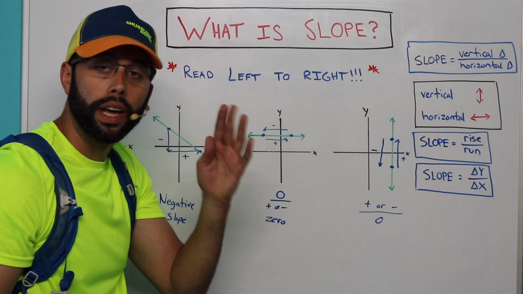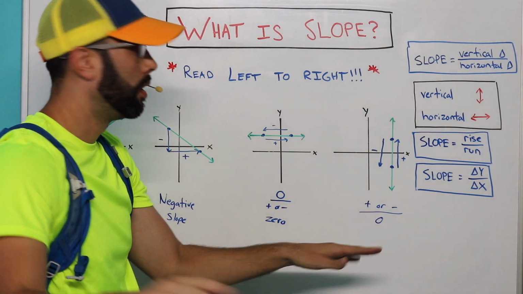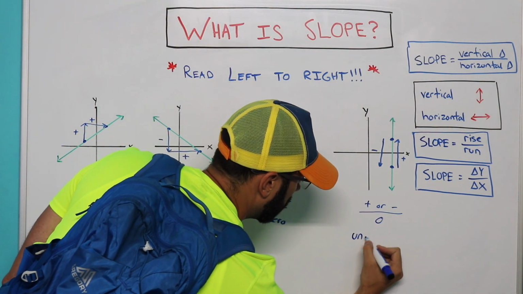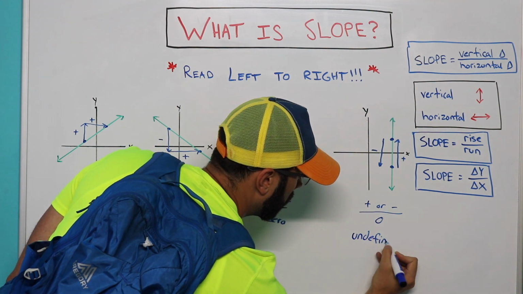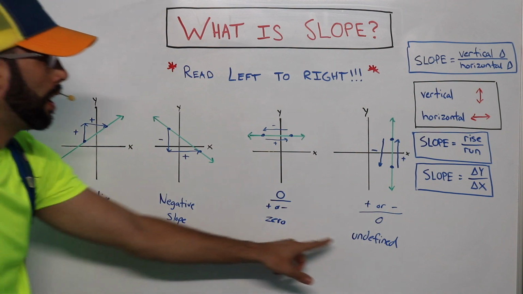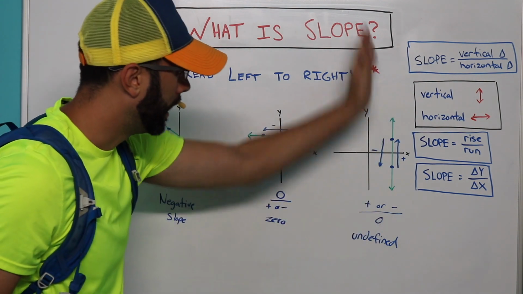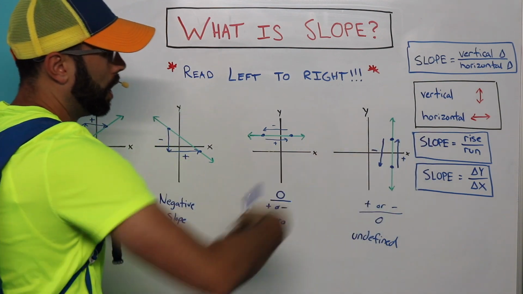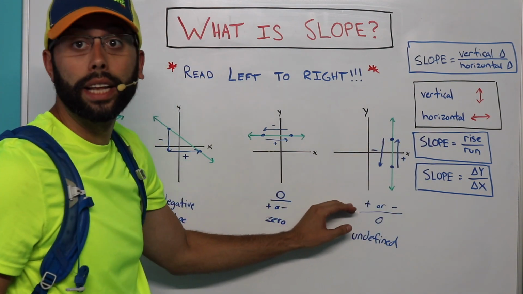What should pop up right away? Can you divide by 0? Nope. Biggest curse word in mathematics, undefined. So that is an undefined slope. That is a zero slope. Undefined slope is a vertical line right here. There is no horizontal change. So therefore, it's not defined.